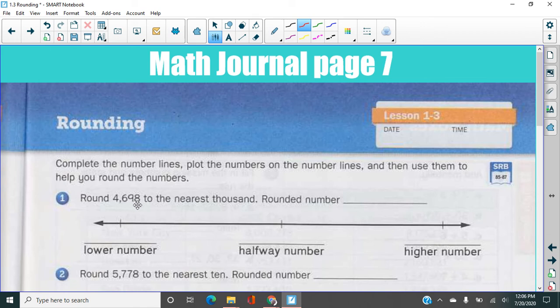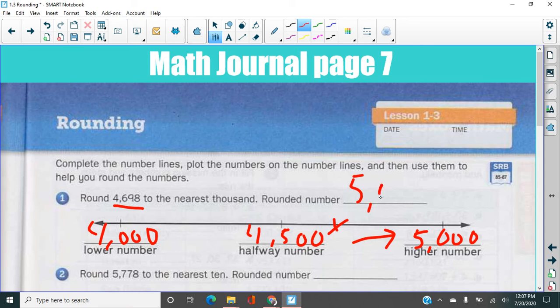So 4,698 to the nearest 1,000. Well, if it rounds down, our answer is going to be 4,000. If it rounds up, we're going to end up with 5,000. Halfway between those numbers, half of 1,000 is 500, so 4,500. So our number is going to go right about here, and it's closer to 5,000. This is just another way to think about rounding, more of a visual method. And if it helps you, that's great.